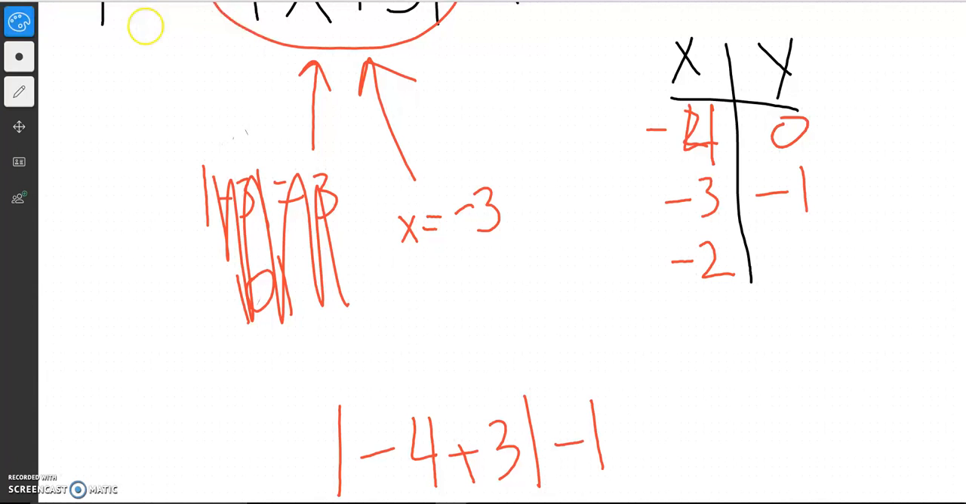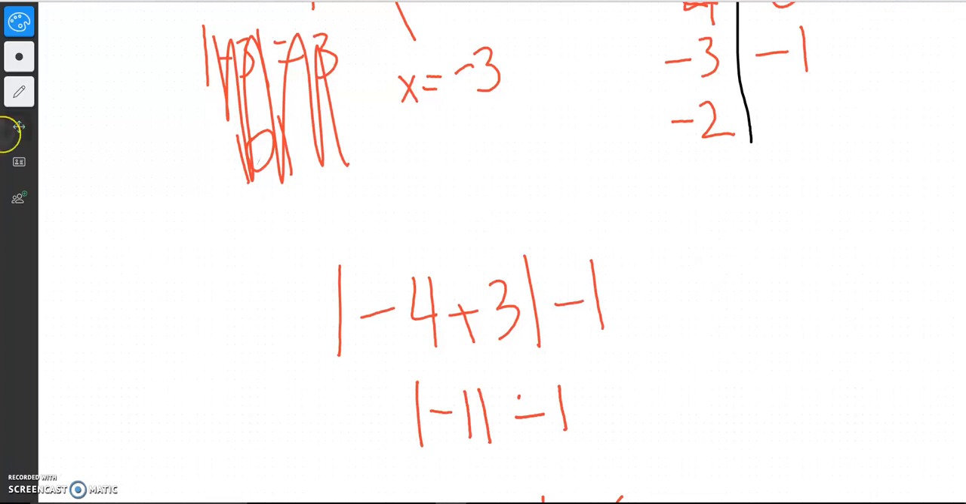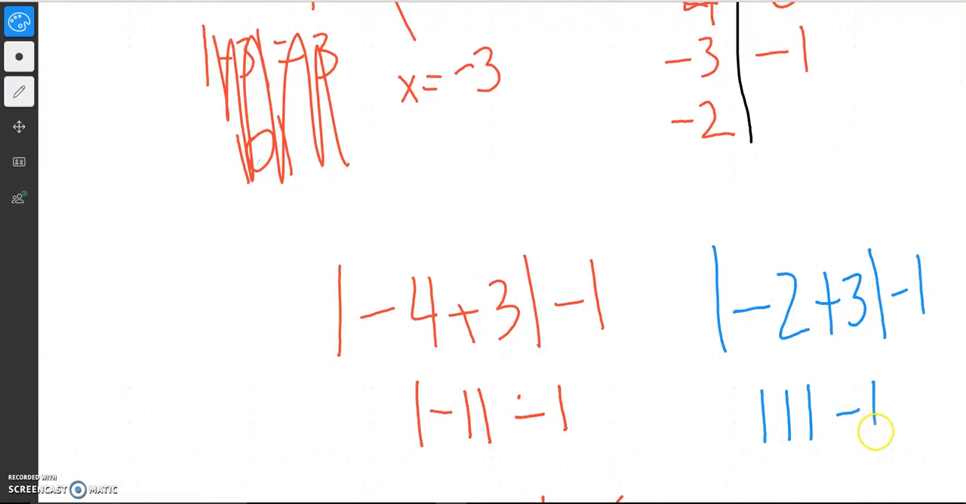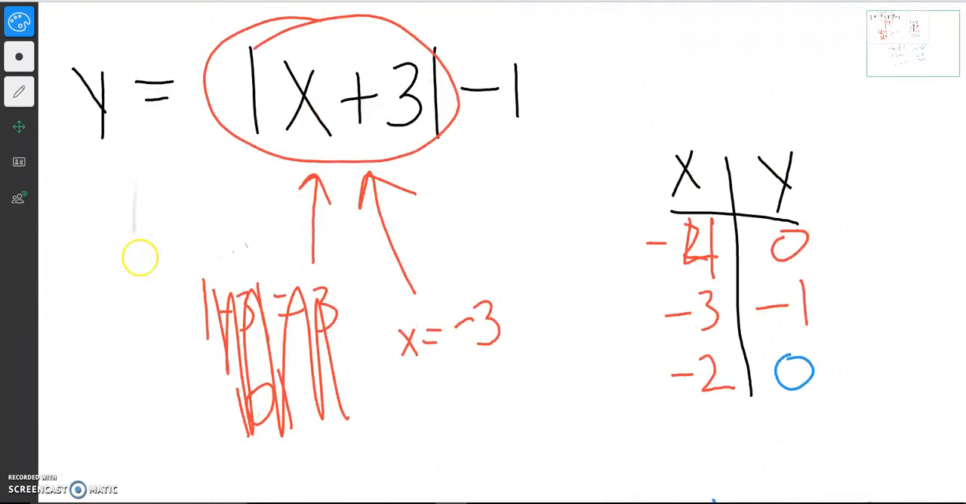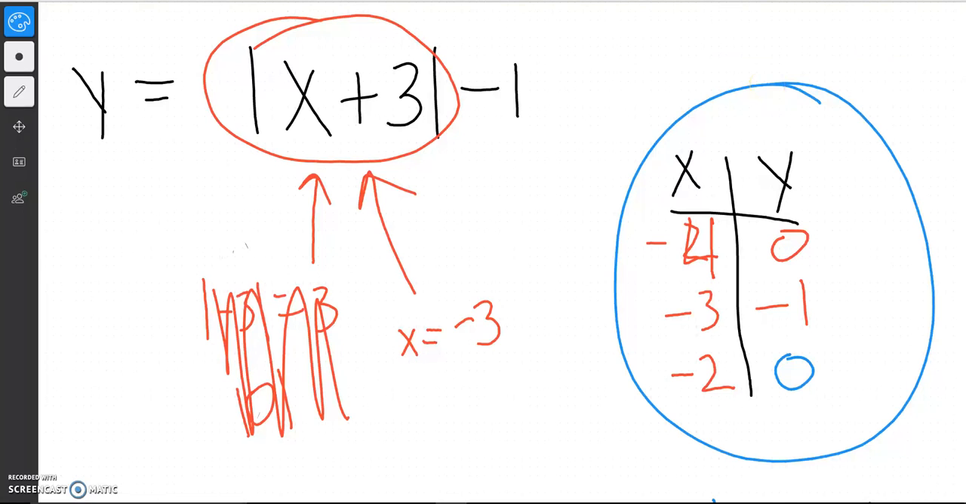Let's solve this other one in blue and do the exact same thing. So now we'll plug in -2. -2 plus 3 is +1. And the absolute value of +1 is 1. And 1 minus 1 is 0. So this other one is 0. So that is my table. And if I use this table right here, I can make a graph from it.